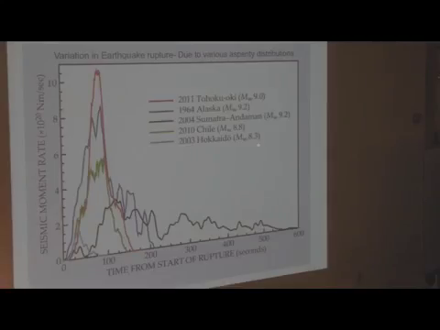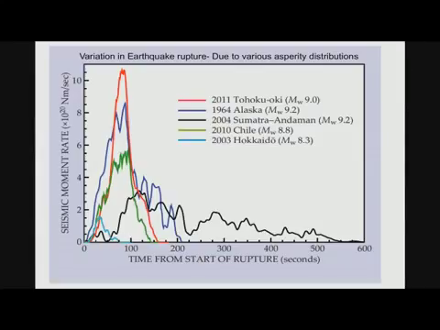Yeah, the reason it's not on here is it predates seismic. It's a magnitude Mw, which is based on the moment, 9.5. It's the biggest event, so it would be way off this scale.